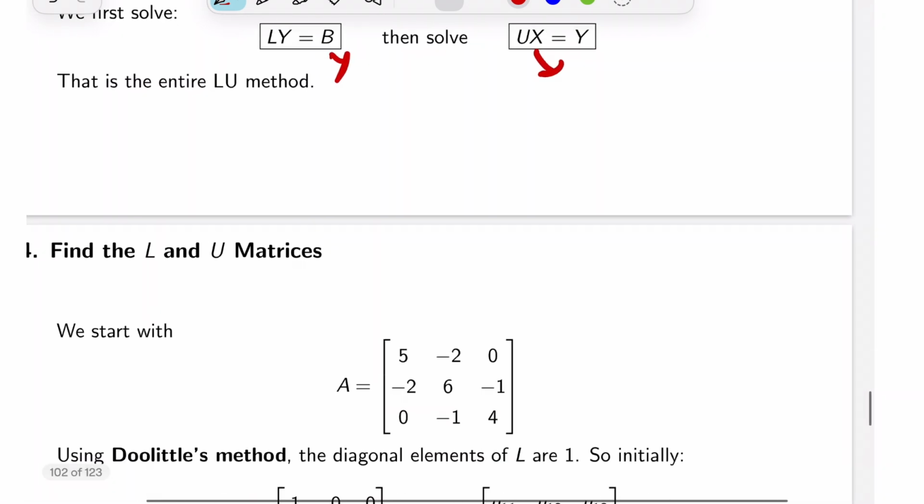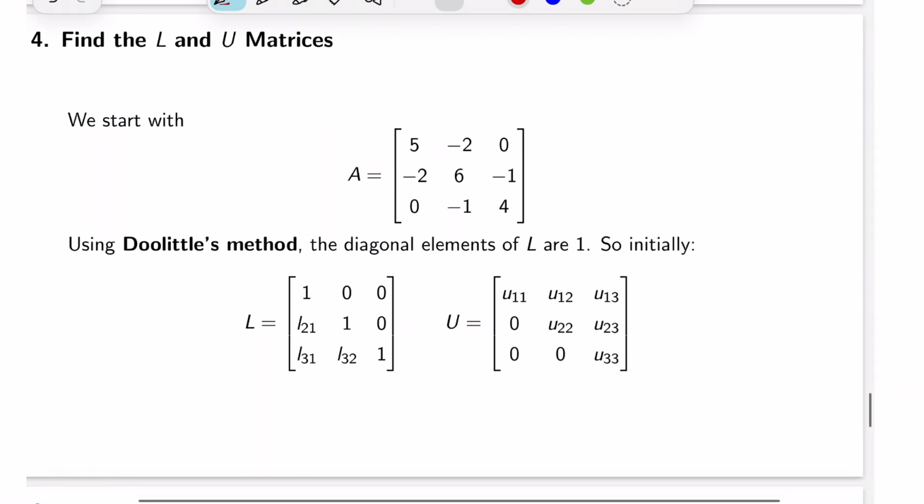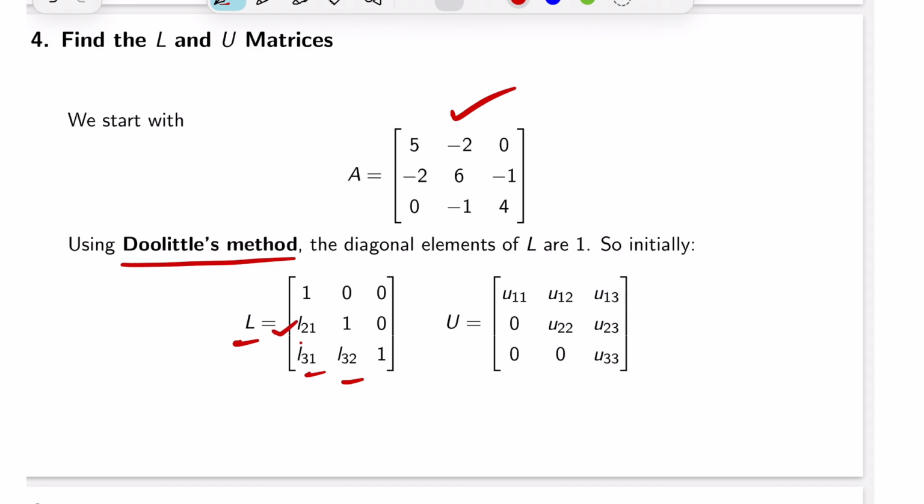Now we will do it one by one. First find the L and U matrices. Start with the coefficient matrix. Using Doolittle's method, the diagonal elements of L are 1. So initially L is nothing but 1, 1, 1 diagonal elements, and above the diagonal all are 0, and L21, L31, L32. We have to find L21, L31 and L32, and in the upper triangular matrix U we have to find U11, U12, U13, U22, U23 and U33.